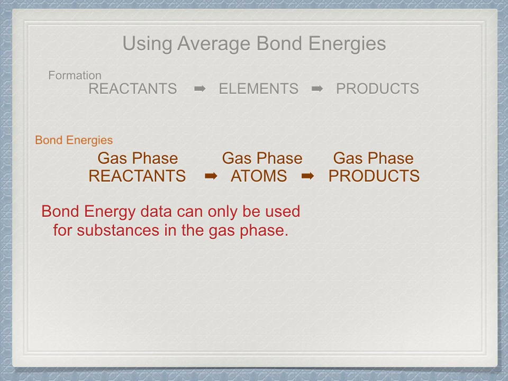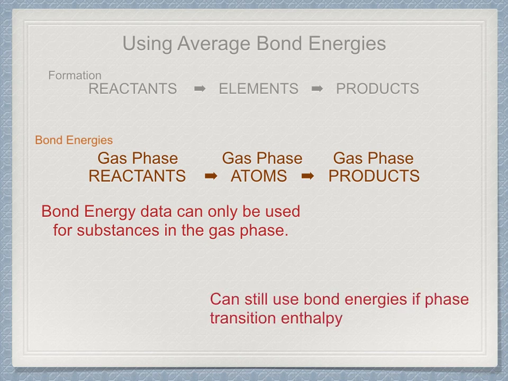All reactants and products must be in their gas phase in order to use bond energies. Formation data, by contrast, includes the phase and has data for substances in all of their phases. This is an important restriction to remember when using bond energies. All is not lost, however. You can include additional steps using phase transition enthalpies, vaporization, fusion, etc., to get things into and out of the gas phase so that bond energies can be used. But that phase transition data must be available.